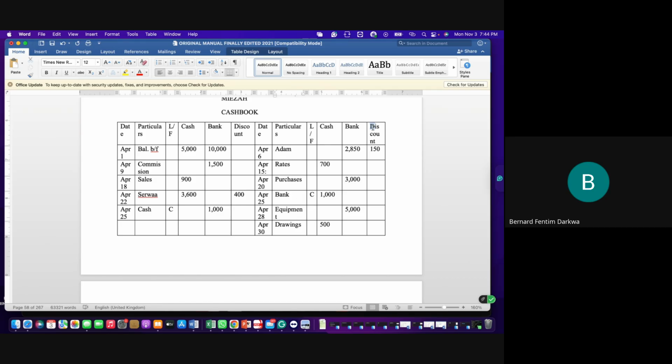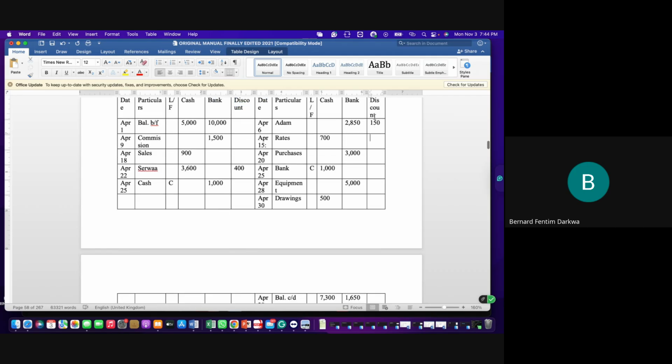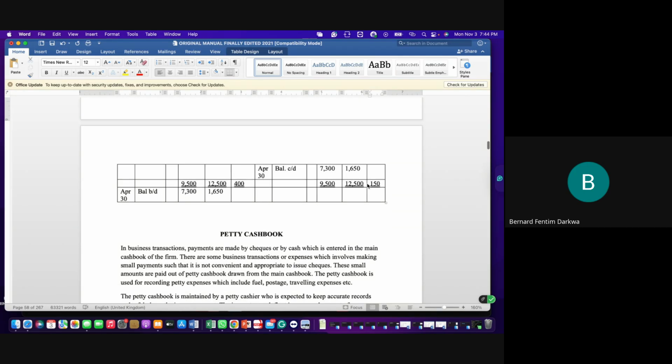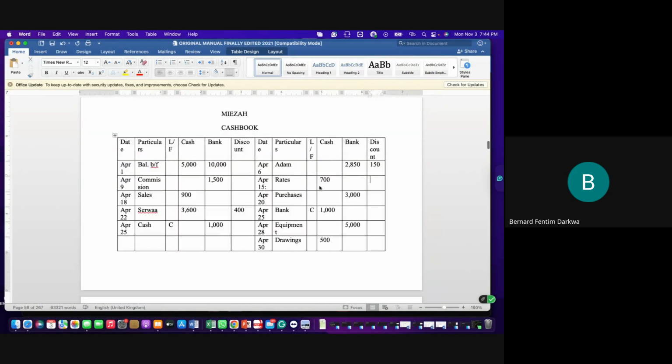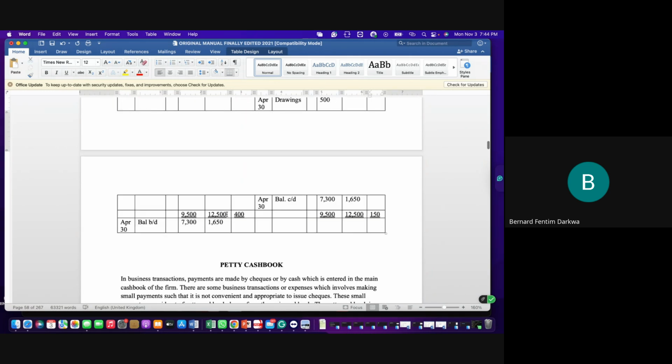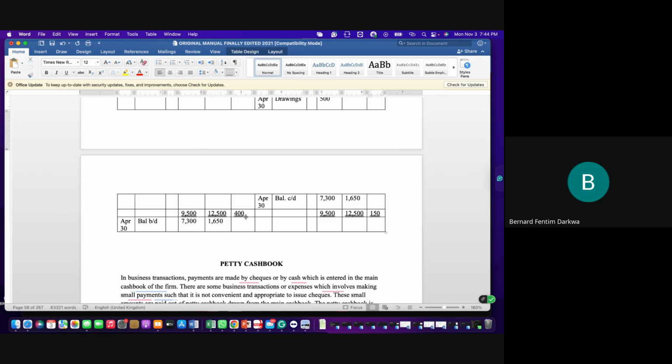Discount received is an income. Discount allowed is an expense to the business. So when you fill all, the total discount allowed is 150, you close it. Then when you come to the discount received, total is what? 400. There's no balance. We don't put balance b/d and c/d. You don't extract balance b/d and c/d for the discount.